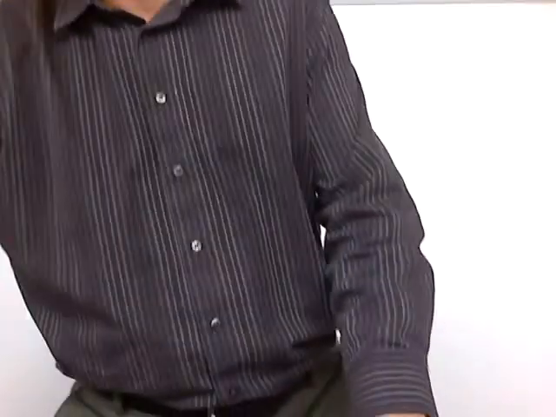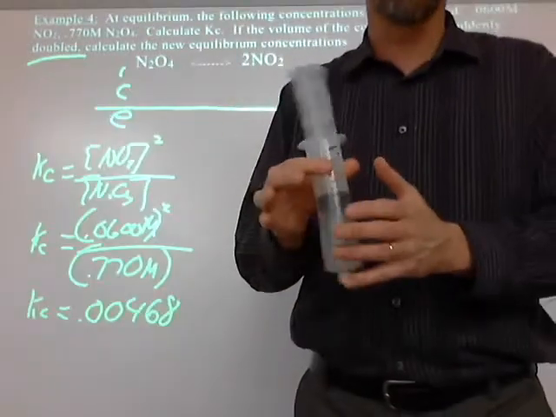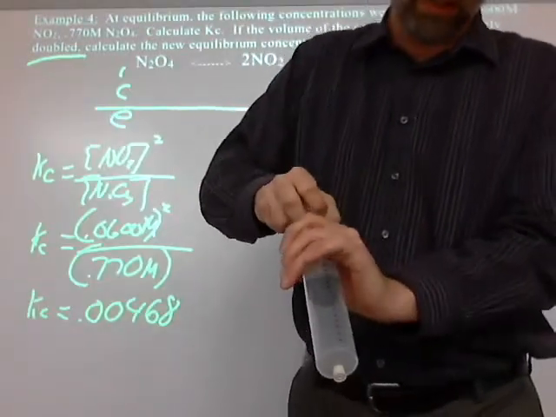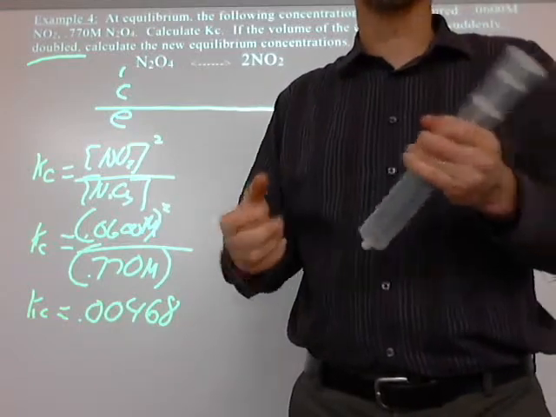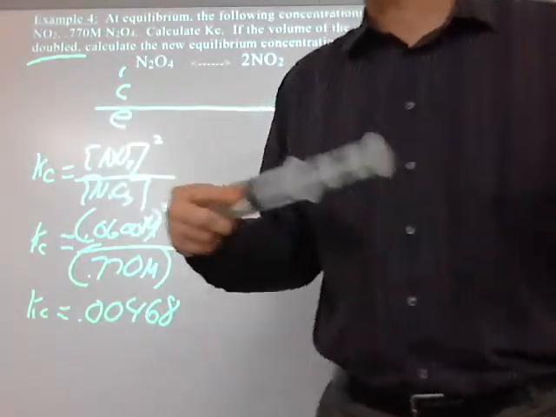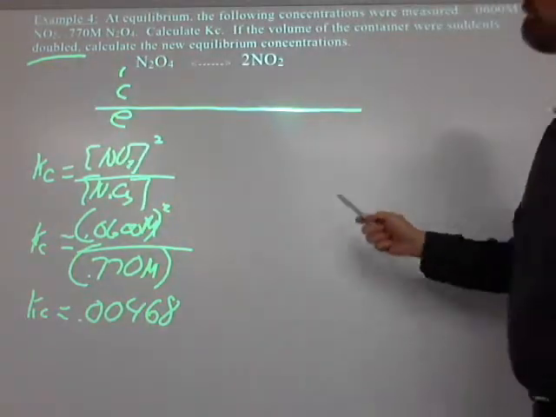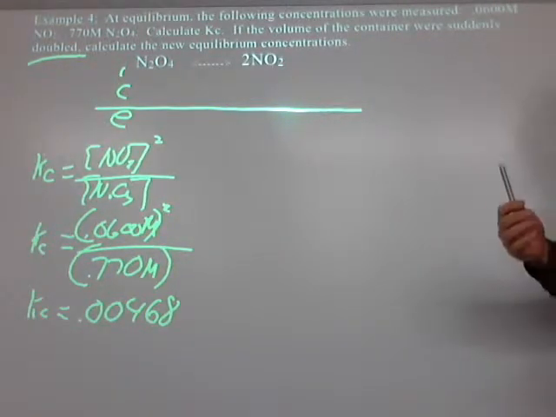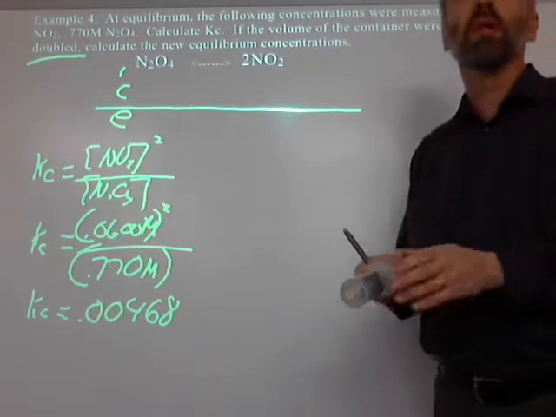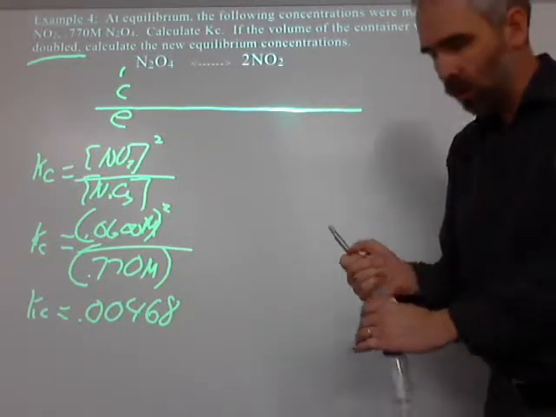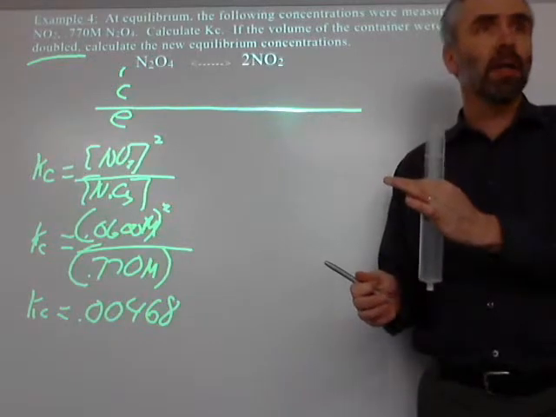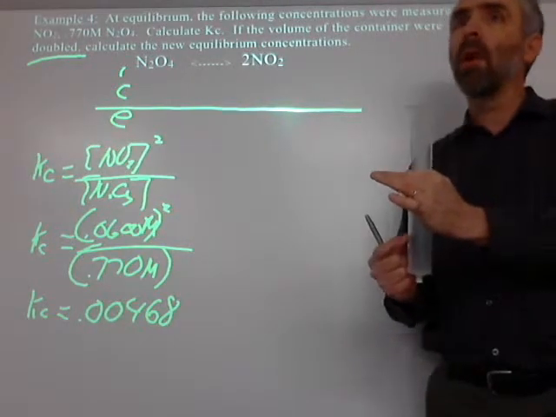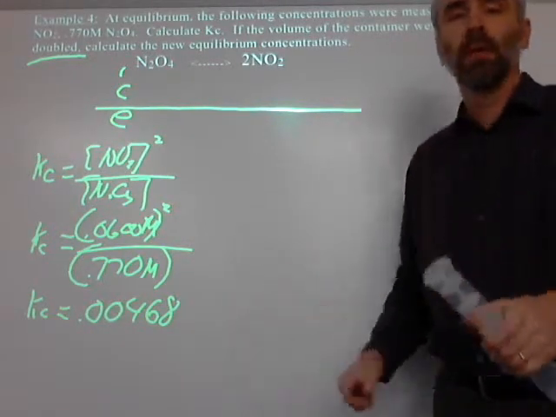Now, that means I did this. I took my container that I had my reaction being carried out in, and I pull back on the plunger and make the size twice as big. Yeah, I've decreased the pressure and I've increased the volume. What effect will that have on my concentrations of everybody? It's going to decrease. Overall, what does it do? It decreases the concentration of everybody, doesn't it? Because it's the same number of molecules in a larger space.